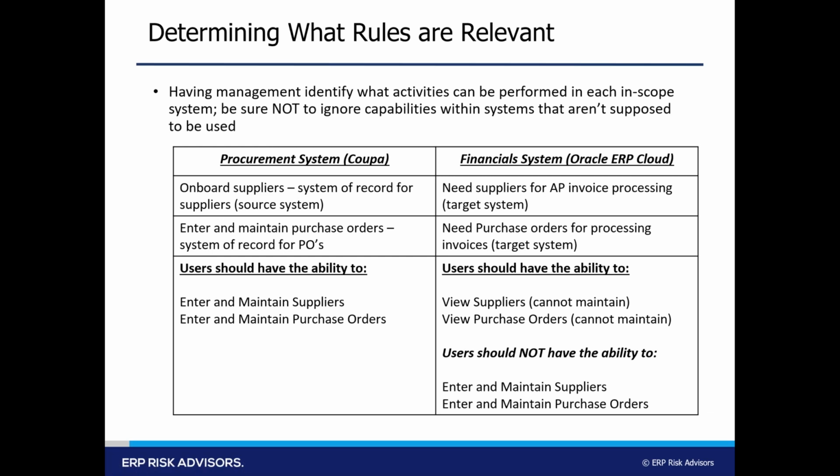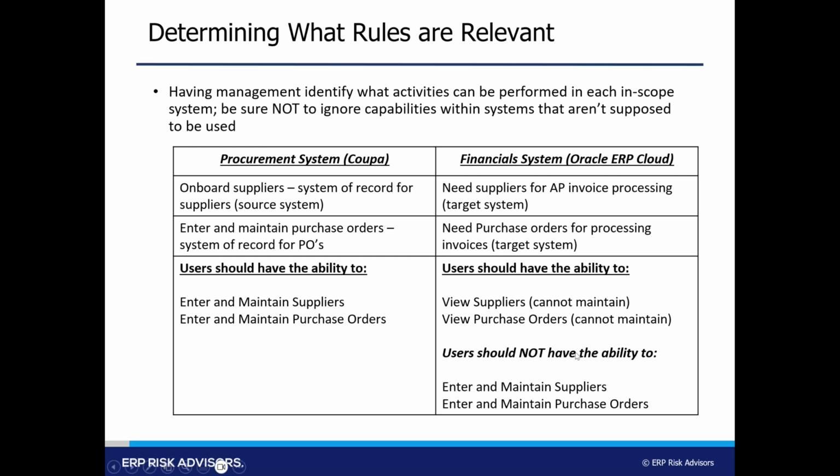So if we were looking at what rules are relevant to run from an SOD incentive access in Coupa, we'd be looking at enter and maintain suppliers, enter and maintain purchase orders, and just verifying that the right roles had access to that. In the financial system, in ERP Cloud, we'd be running the sense of access rules, enter and maintain suppliers, enter and maintain purchase orders, against all users, and verifying that nobody has access to maintain any of that information at all in your financial system. It should just be view only.